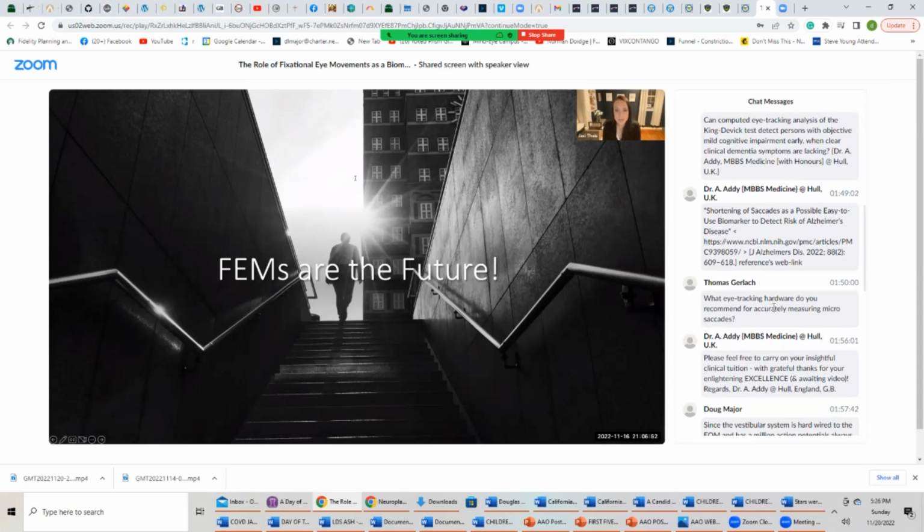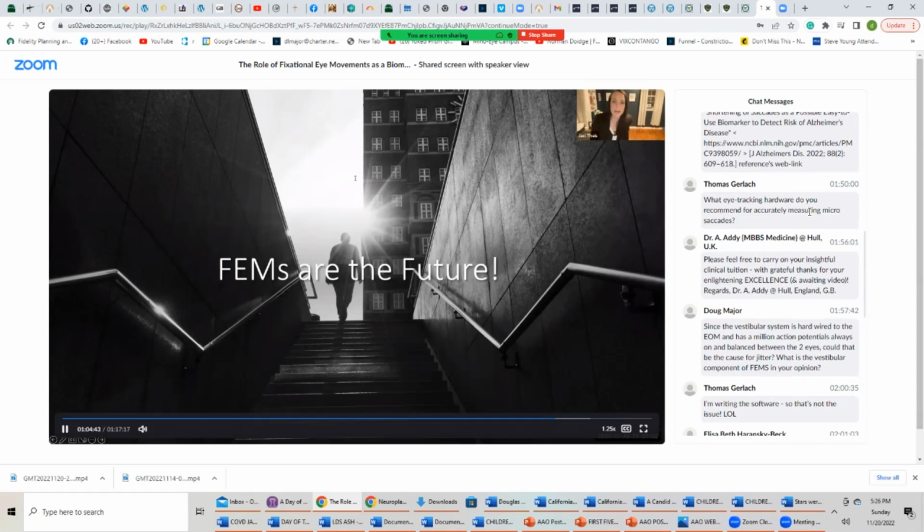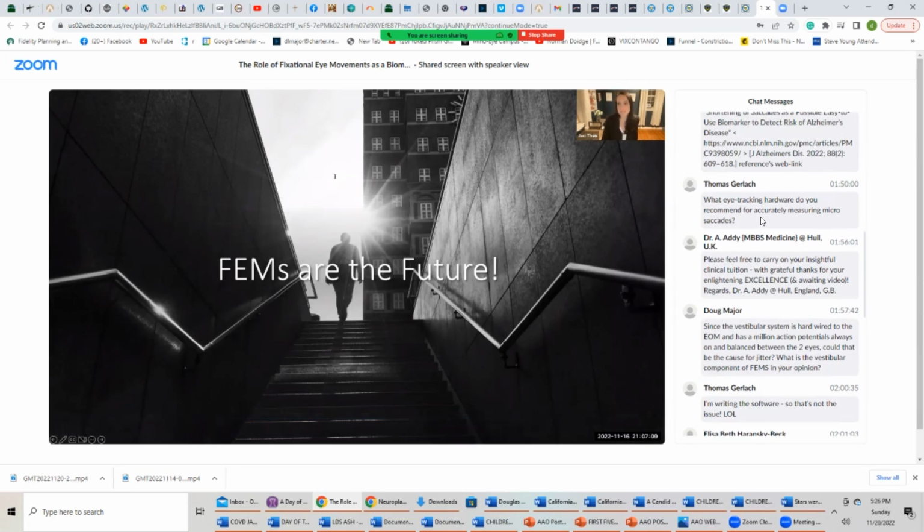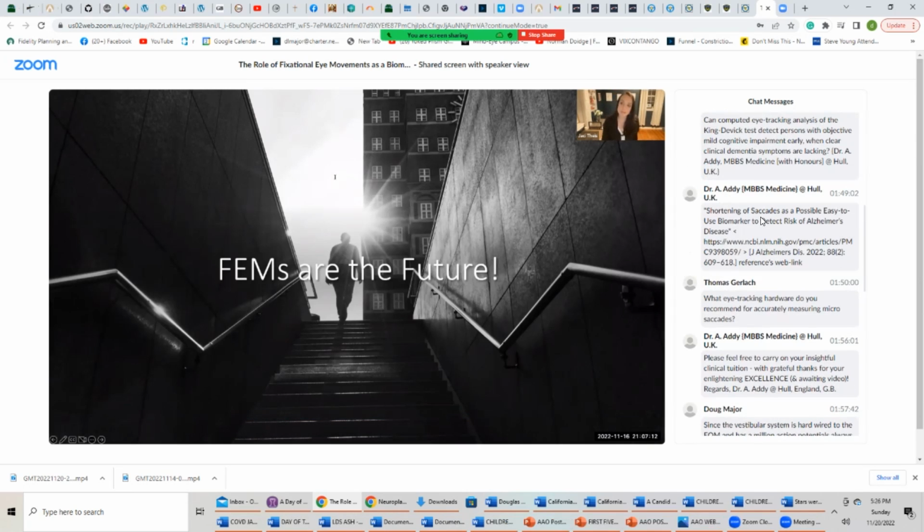Another question, can computed eye tracking analysis of the King-Devick test detect persons with objective mild cognitive impairment early when clear clinical dementia symptoms are lacking? From my awareness, the spacing of the numbers on the King-Devick test is going to be larger than 2 degrees in magnitude, in which case you're going to be looking at macrosaccades and not microsaccades.